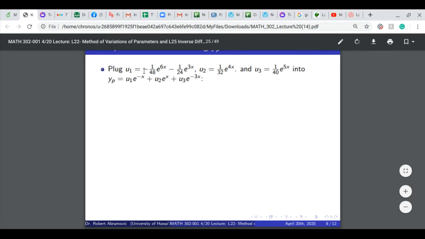And now we're going to plug these three functions, u1, u2, and u3, back into the original formula for yp, the particular solution. We get the following. So these first two terms, negative 1 over 48 e to the 5x and negative 1 over 24 e to the 2x, came from these two terms. And the last two terms came from 1/32 e to the 4x times e to the x and 1 over 40 e to the 5x times e to the minus 3x.